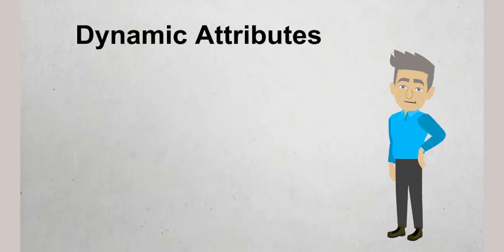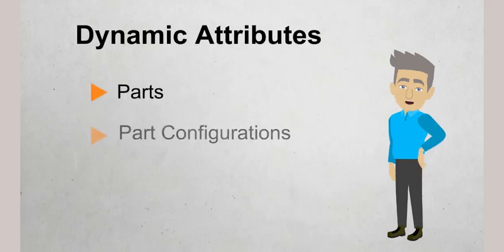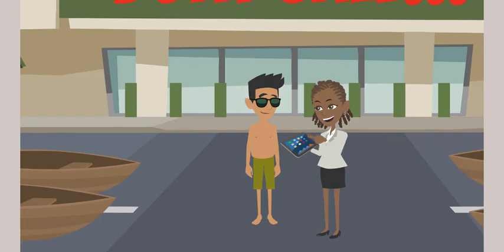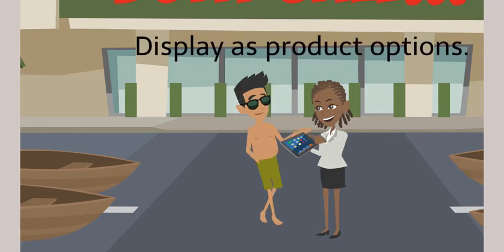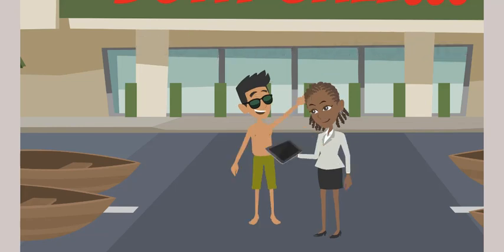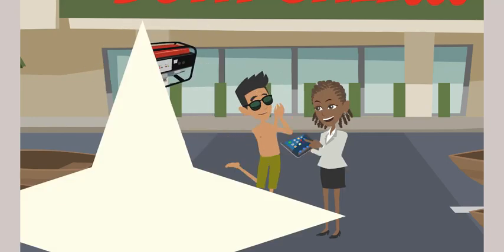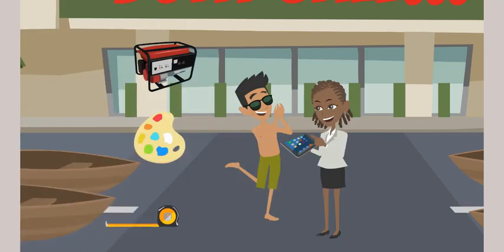Dynamic attributes are options you assign on parts and part configurations. These attributes are the product options that display at dealerships. An attribute is any option a customer can select. If you are a boat manufacturer, a boat's attributes might be engine size, color, hull length, and so on.